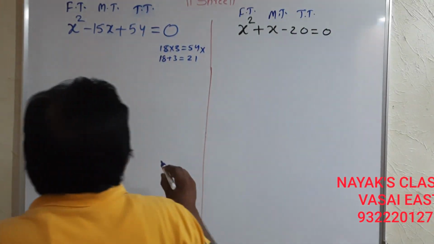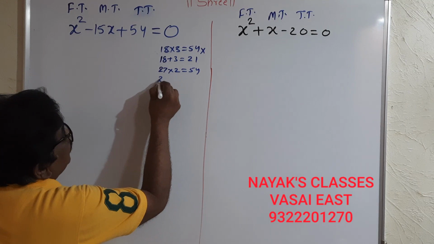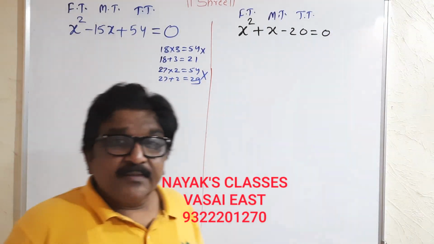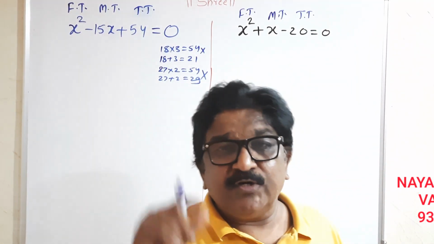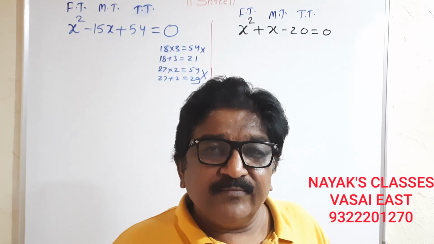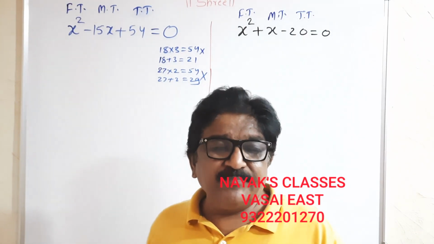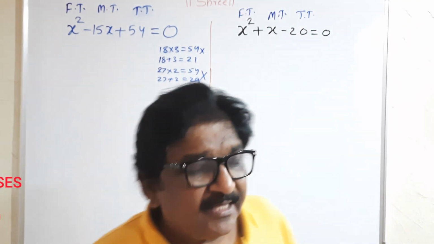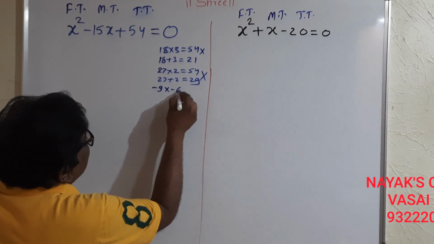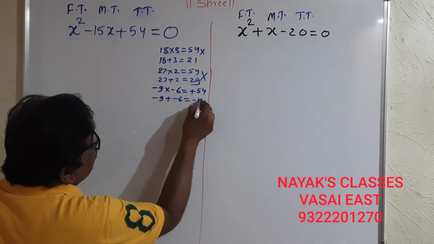So remember, 27 twos is also 54. But 27 plus 2 is equal to 29. These are also not useful. So, if you have got mastery over the tables, you will get immediately the numbers which, when multiplied, we get plus 54 and the sum must be minus 15. And those numbers are minus 9 into minus 6 is equal to plus 54 and minus 9 plus minus 6 is equal to minus 15.